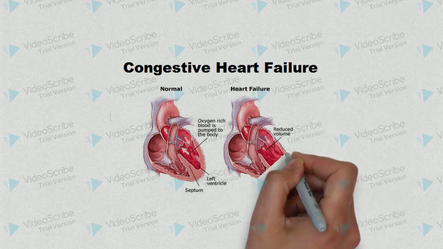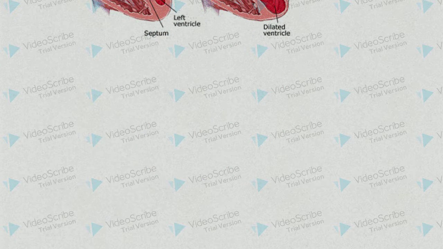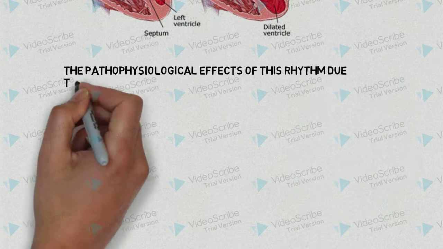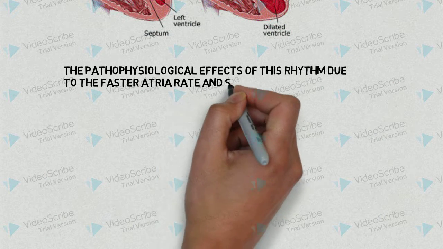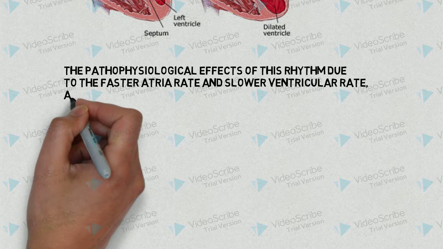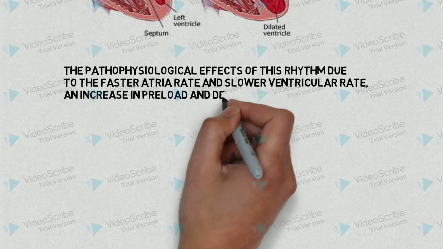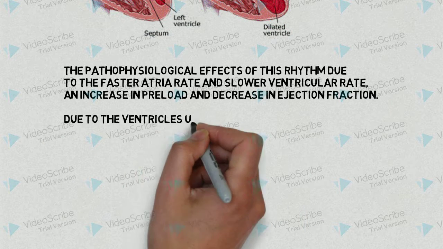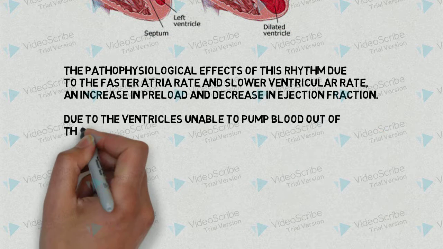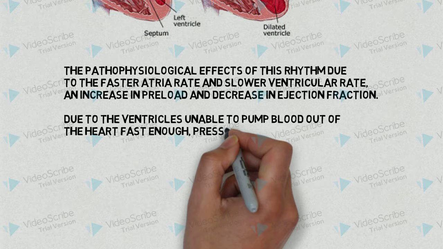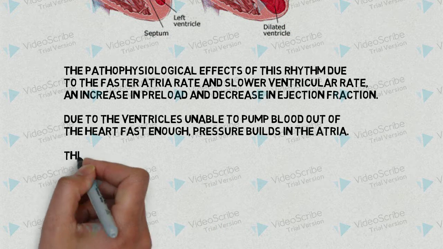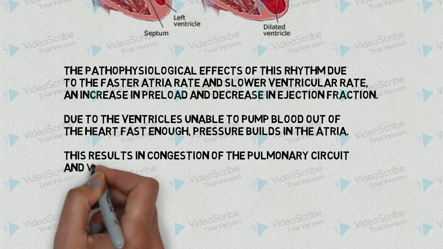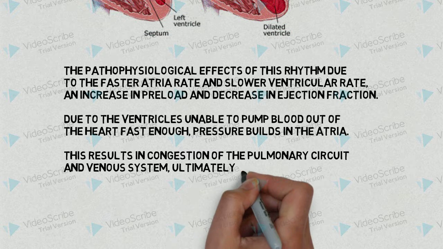Now this leads to our pathological consequence. The pathophysiological effects of this rhythm, due to the faster atrial rate and the slower ventricular rate, are an increase in preload and a decrease in our ejection fraction. Because the ventricles are unable to pump blood out of the heart fast enough, this builds pressure up inside of the atria. This results ultimately in the congestion of the pulmonary circuit and venous system, which leads to congestive heart failure when the heart decompensates.